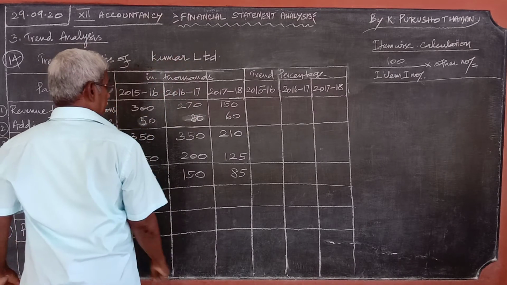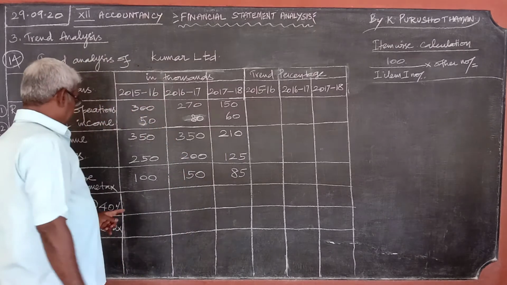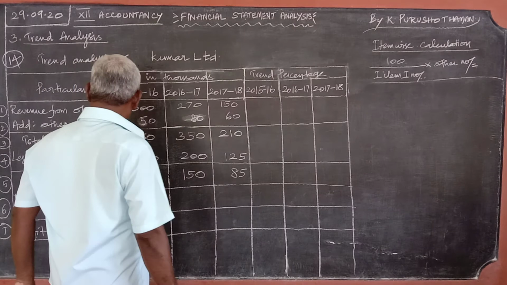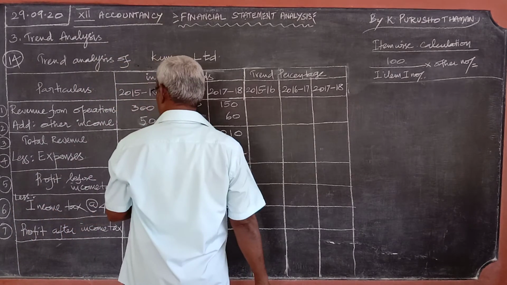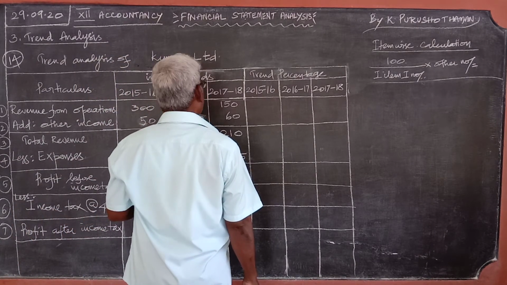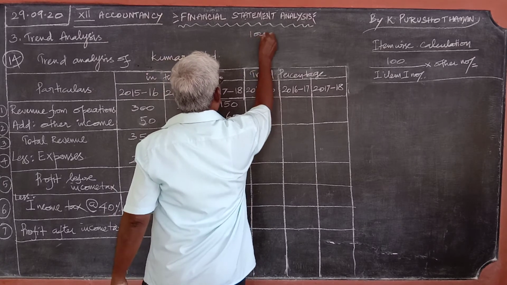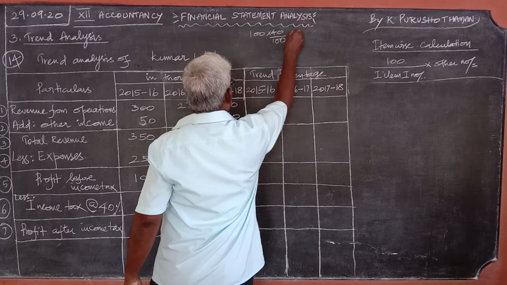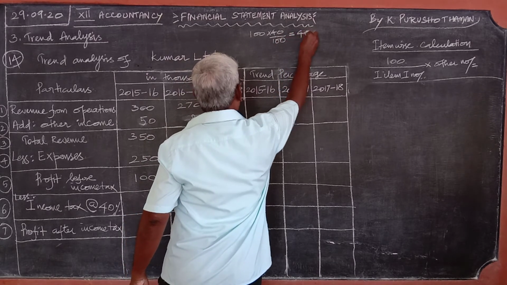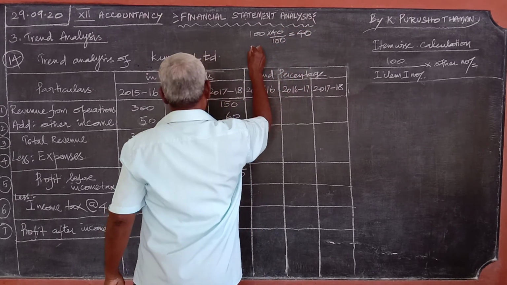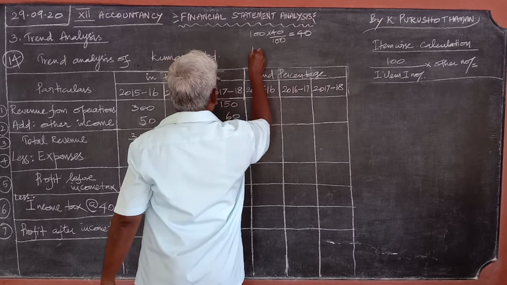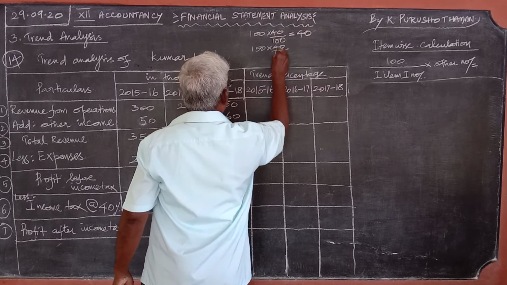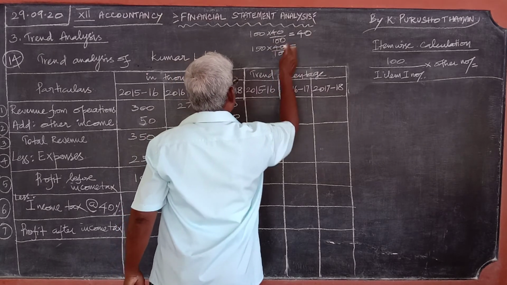Kumar Limited, I used the name. Okay, now we shall calculate the income tax amount. The first year profit is 100, so 100 into 40 by 100 because it is 40%. It is 40. Then second year, 150 into 40 by 100, for 150,000.